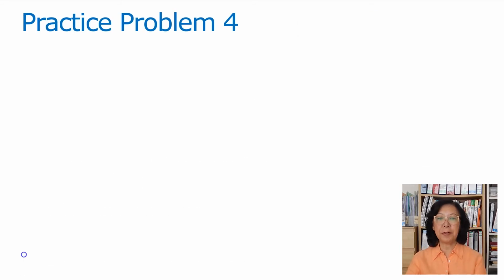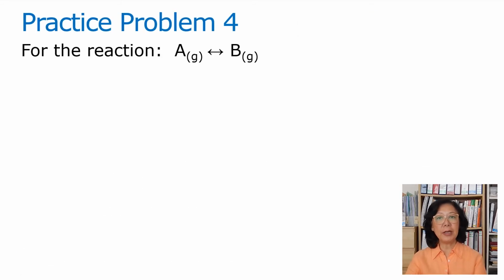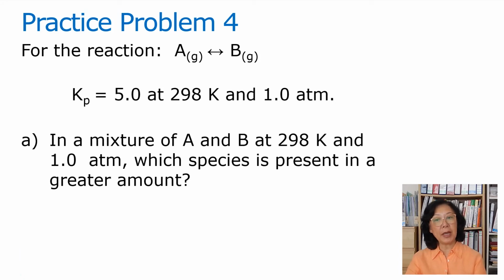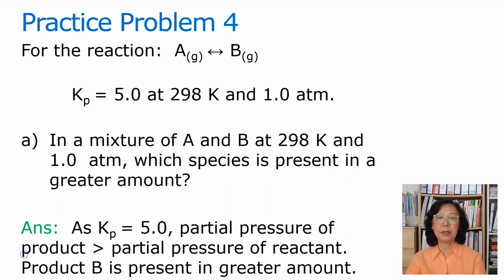Practice problem number 4. For the reaction A converted into B, the Kp is 5 at 290 K and 1 atmospheric pressure. In a mixture of A and B at that temperature and pressure, which one species is present in a greater amount? Because the Kp is equal to 5, which is greater than 1, the partial pressure of product B would be greater than the partial pressure of the reactant A, meaning product B is present in larger amount.